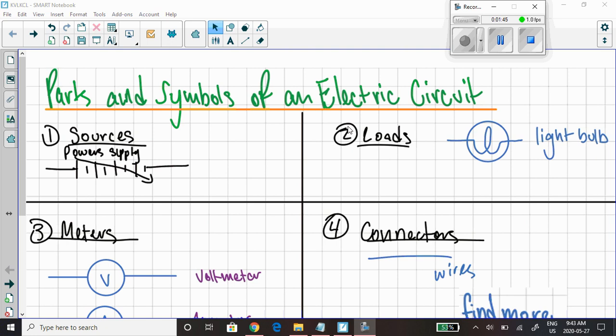Then the second category is known as loads. They use up the electrical energy and convert that electrical energy into something else, like a light bulb. A light bulb takes the electrical energy and converts it into light. Here's the symbol for it. There's other things like speakers and motors and heaters and resistors and things like that.